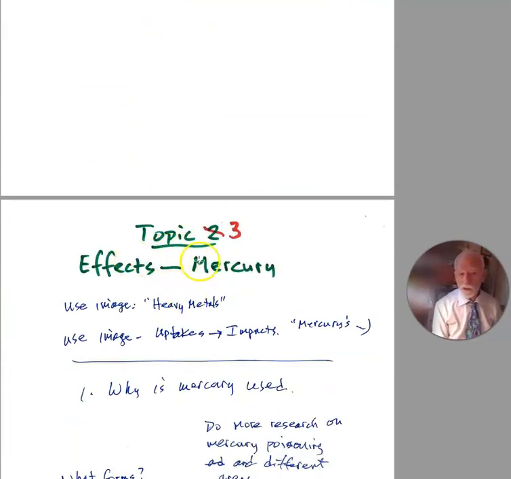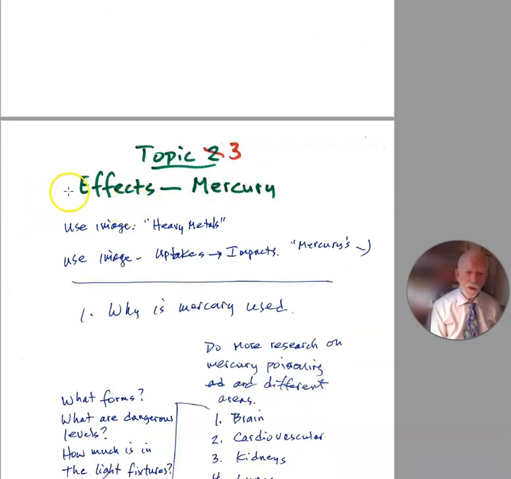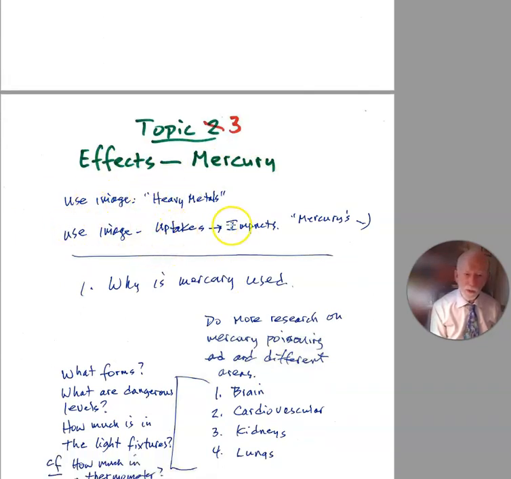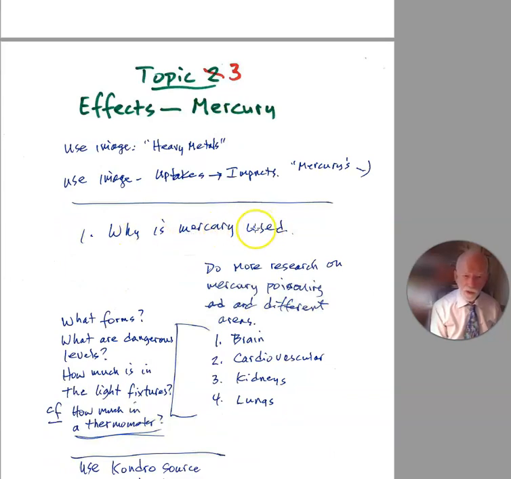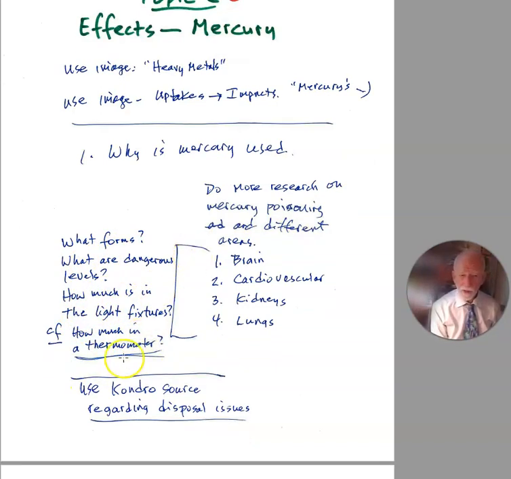So originally his second topic was going to be on mercury, but because mercury has such a widespread application, he's changed this to his third topic. And we can see he'll be talking about the effects of mercury. He has some images that he plans to use. There are some questions that he still has to answer. Why are they using mercury? And then what forms are they using? How dangerous is the mercury that they're using? How much is in the light fixtures? How much is in the thermometer compared to all that? And he's planned to use this source regarding the issues that are raised with the disposal of that.